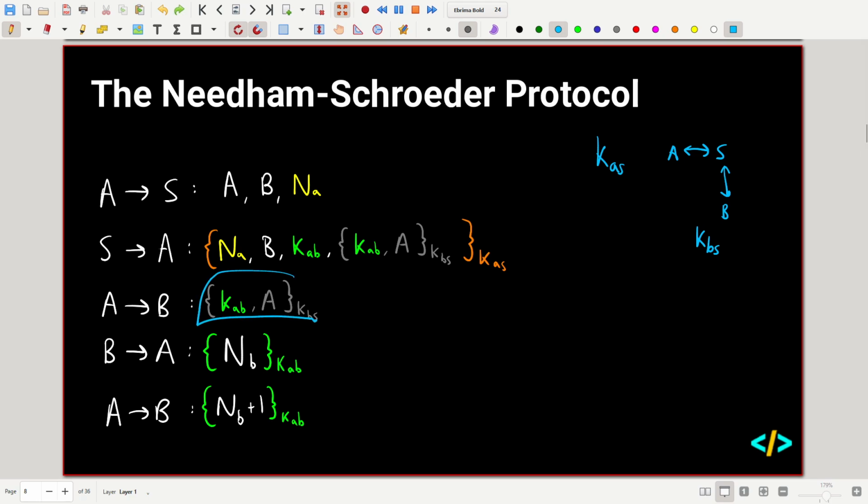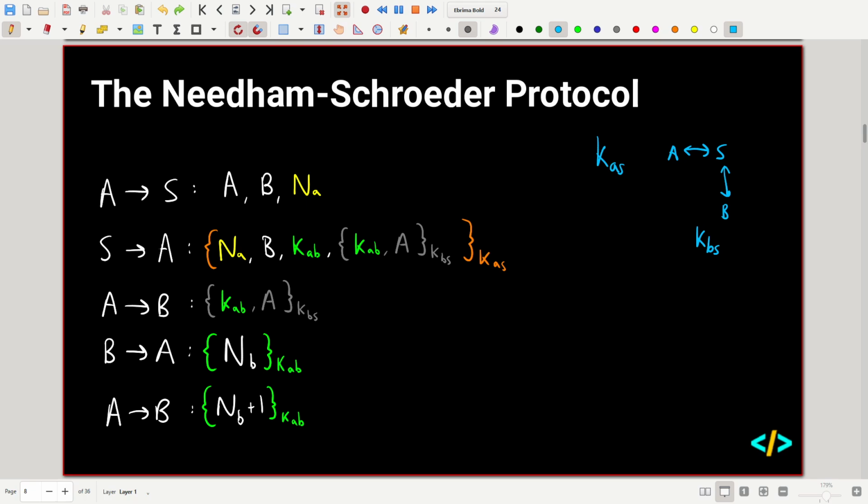A will then send this to B. And this is just the payload that S sent. And this is encrypted with the key which B can actually use, because B has this key. And it's the key that A and B should use, so it's their symmetric key that S has generated for them. And also this. So this basically tells B the identity of who they should talk to using this key. So at this point, now both A and B have this key, KAB. The key was generated by S and sent to A, and then A forwarded the message to B, which they could also decrypt.